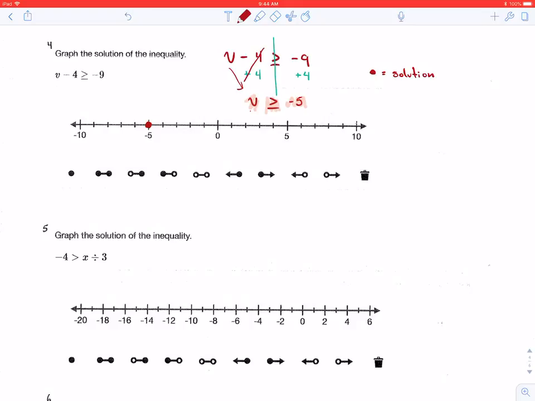And then v is also greater than negative 5. So that means all the numbers greater than negative 5 are also solutions. And if v is greater than negative 5, all the numbers that are greater than negative 5 will be going to the right.